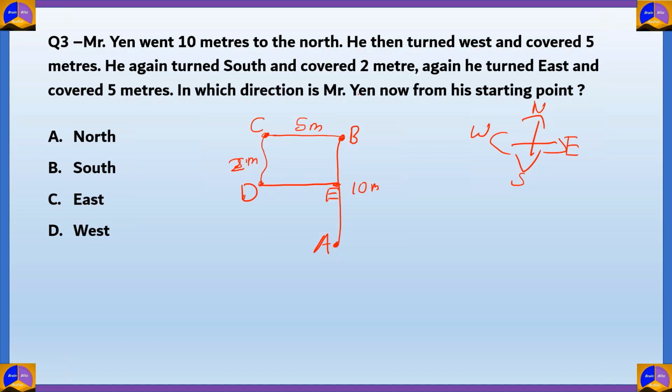In which direction is Mr. Yen from his starting point? Now this is similar to the previous question. If someone was at point A and looking to point E, then Mr. Yen would be in the north. So in this case, the correct answer is again north. Let's move on to the next question.